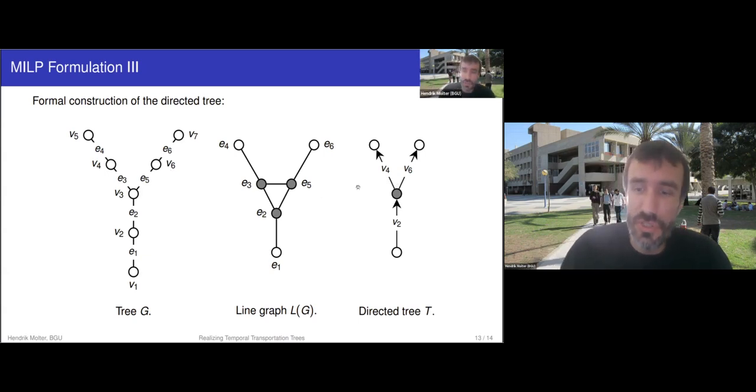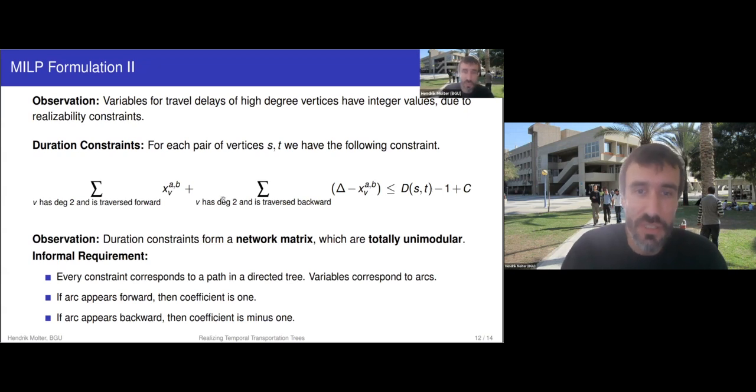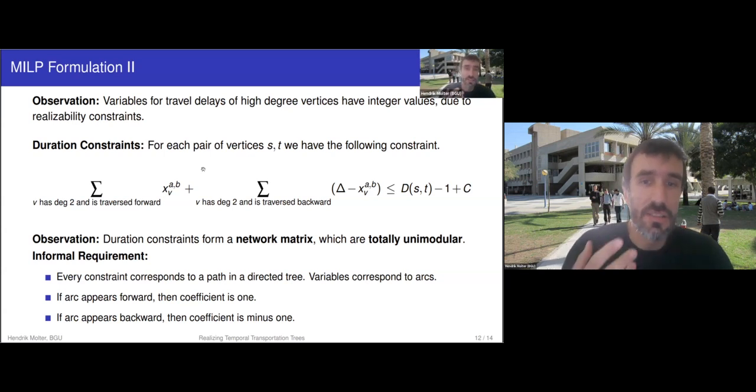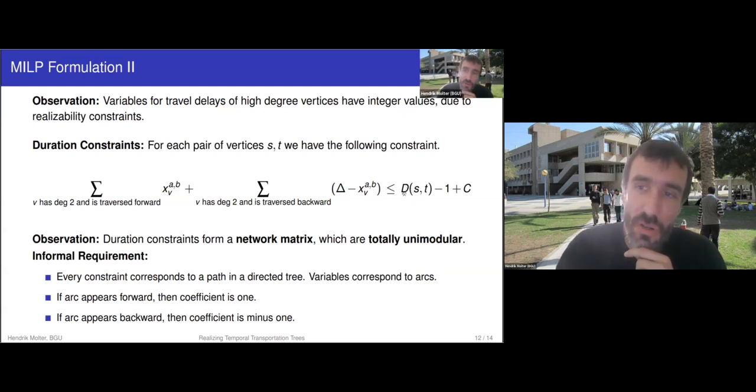So this essentially shows that these constraints here form a network matrix, which means that the whole constraint matrix for the fractional variables is totally unimodular, which means that there's always an optimal solution where all variables are set to integer values. And also note, I didn't mention this before, we don't have an objective function here because we just want to find a feasible solution to this mixed integer linear program. And we know that all the durations are obeyed, and then from the travel delays, we can start to reconstruct the labels.